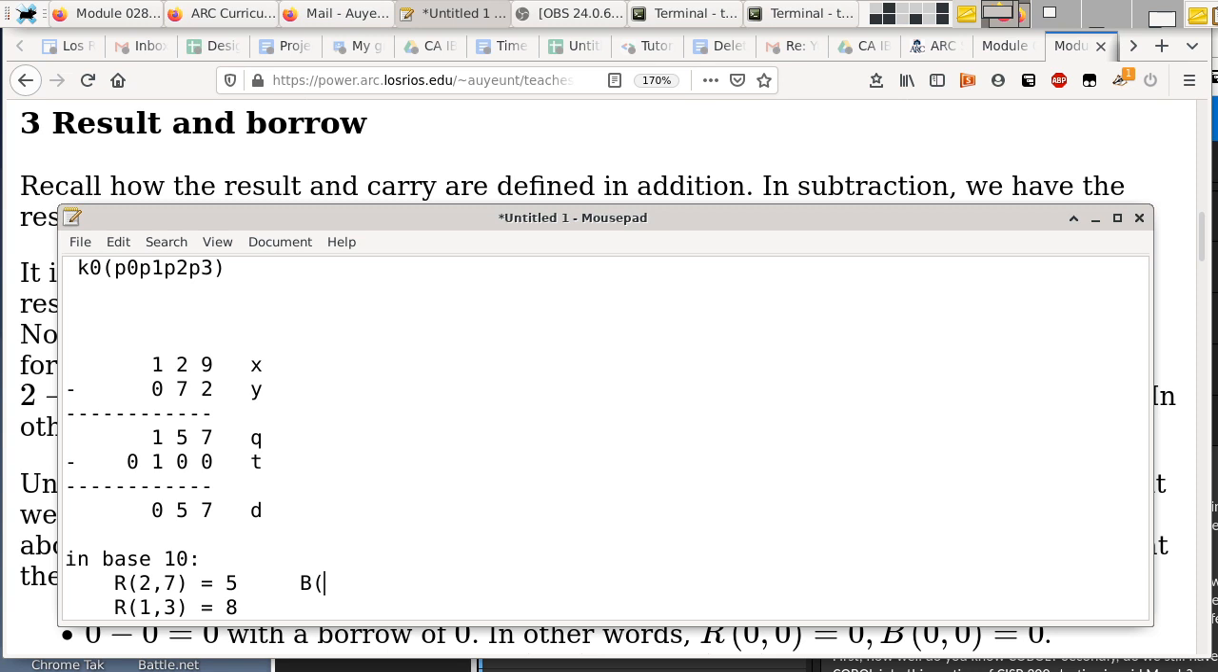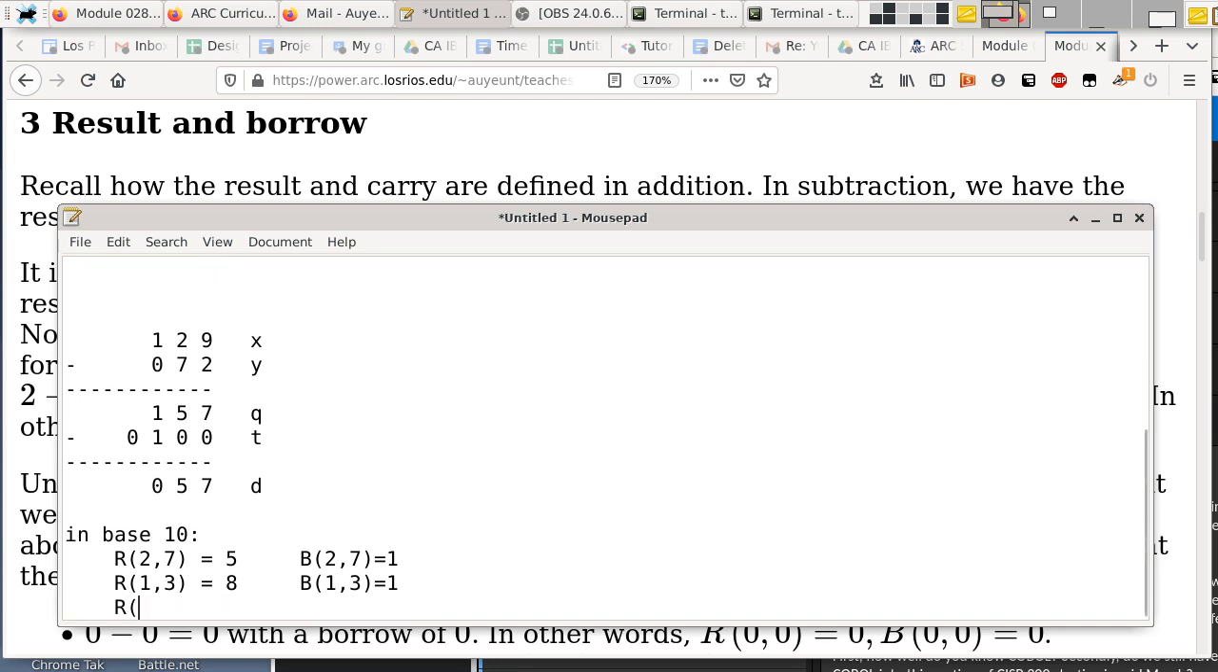All right, so now let's deal with borrow, okay? The borrow of 2 minus 7 is 1. We do need to borrow, okay? And the borrow of 1 minus 3 is also 1. Is that okay?